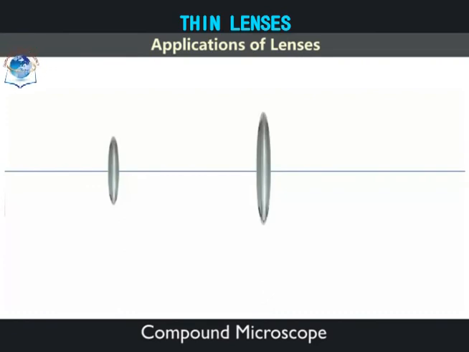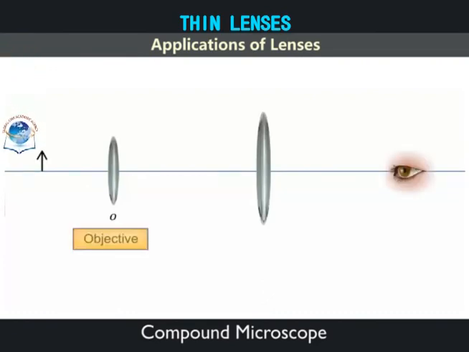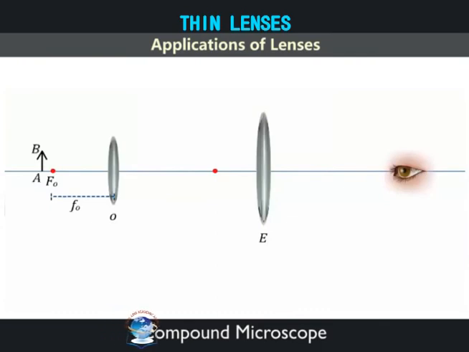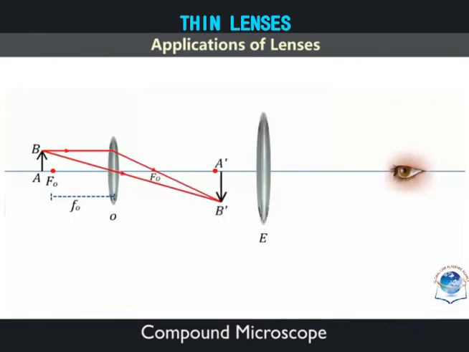A compound microscope comprises 2 convex lenses, the objective and the eyepiece. The objective lens has a small focal length and a small aperture, while the aperture of the eyepiece is larger. For an object AB placed at a distance just greater than the focal length of the objective f0, when light rays from the object are incident on the objective lens, the objective forms an image A'B', which is real, inverted, and magnified. This image then acts as the object for the eyepiece.